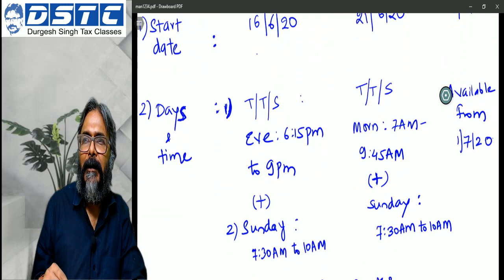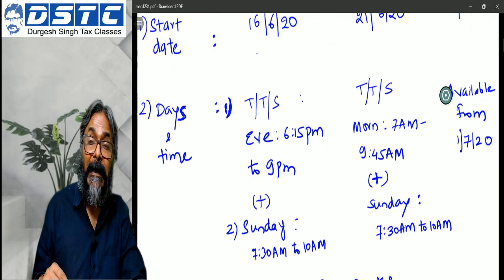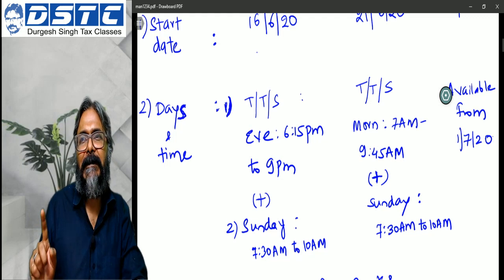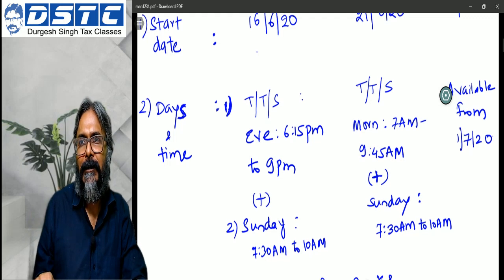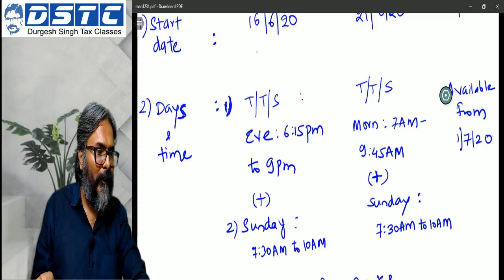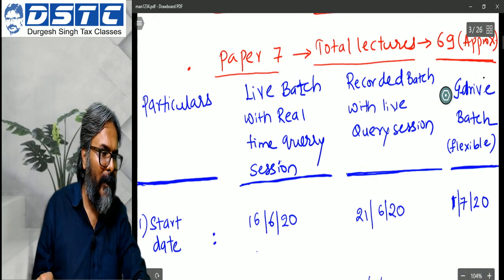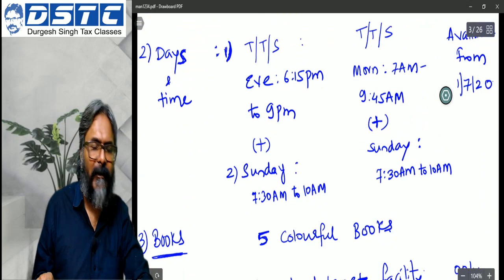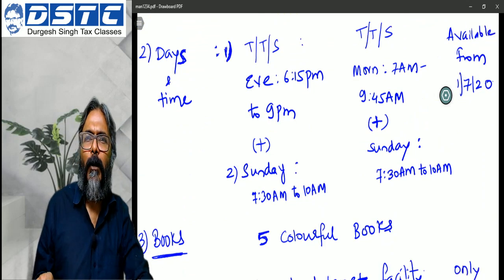Here, TTS, Tuesday, Thursday, Saturday, evening, 6:15 to 9 p.m. And on Sunday, students, it will be in the morning, 7:30 a.m. to 10 a.m. That will be the timing so far as the lectures are concerned. For your next one, the recorded batch, again TTS, and on Sunday, 7:30 to 10 a.m.